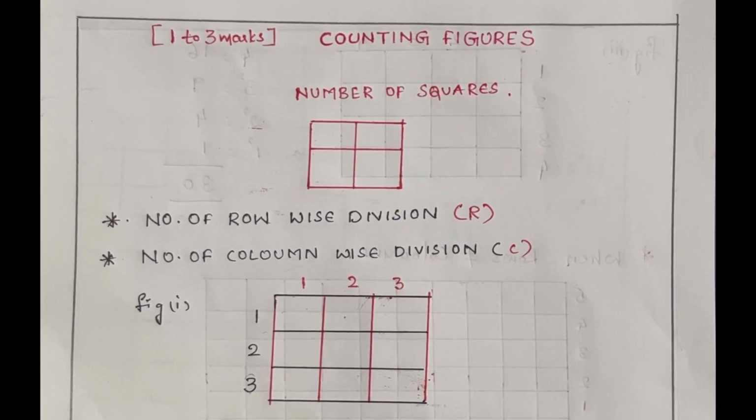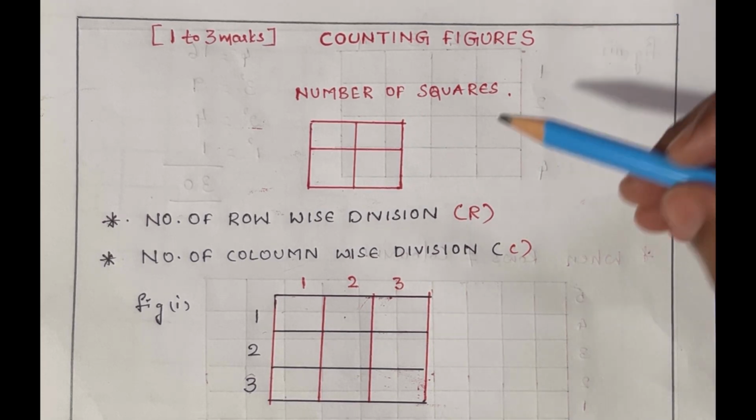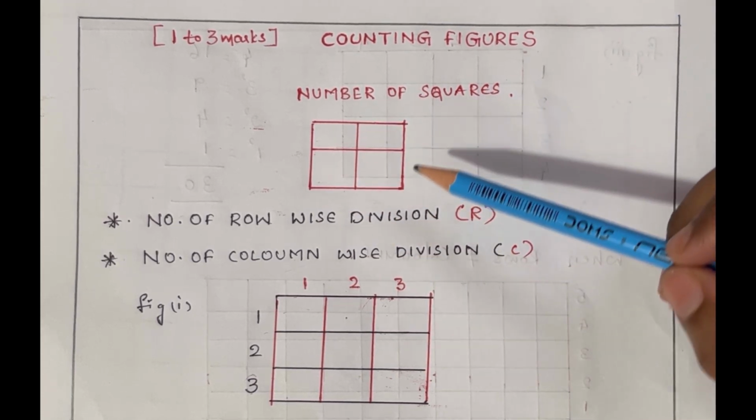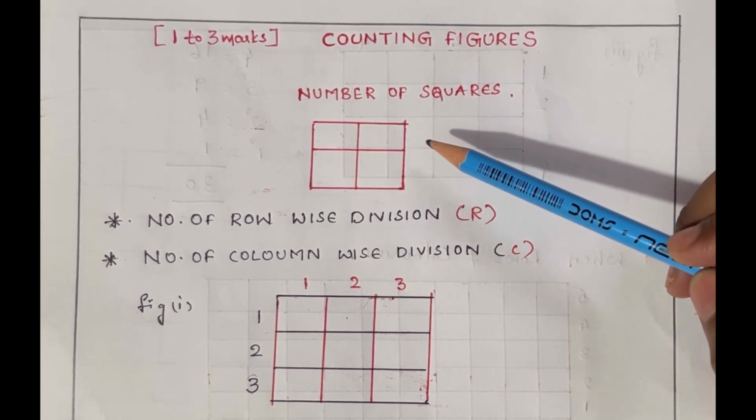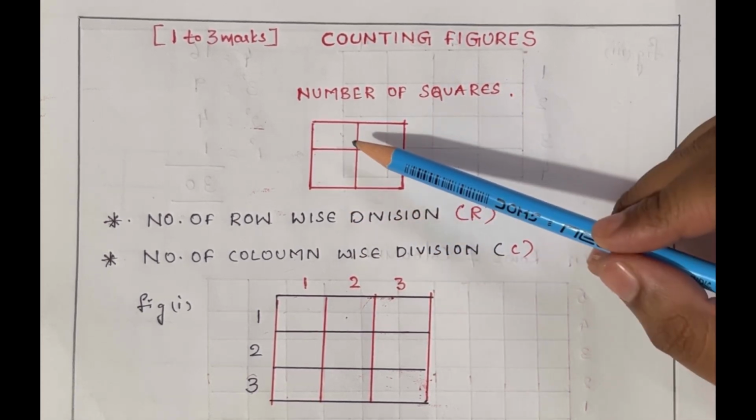Today we'll learn about counting figures. In exams, they'll ask us to find the number of squares in the given figure. For these types of simple figures, we can count the squares and write the number of squares found. In this figure, there were 5.